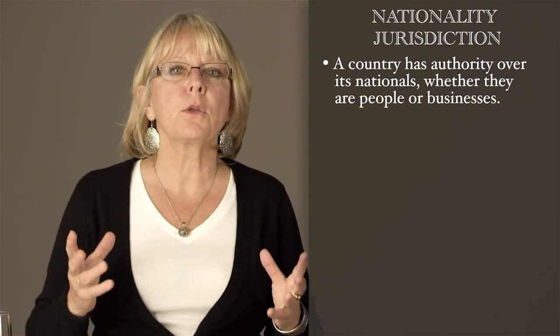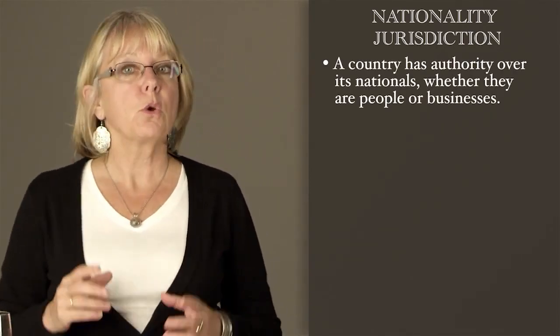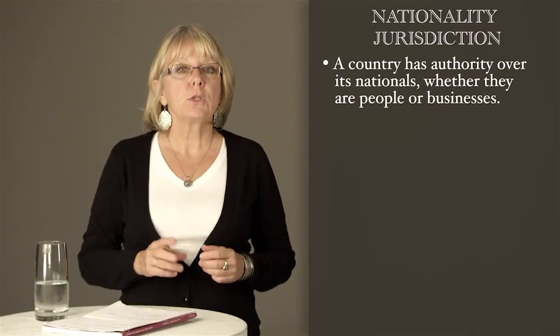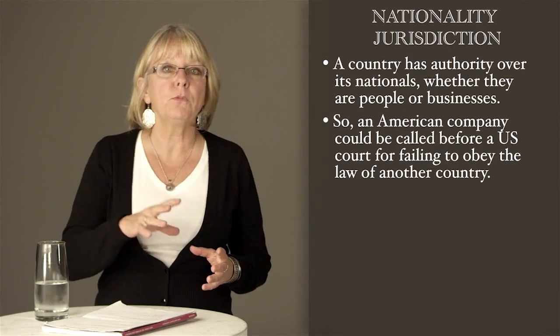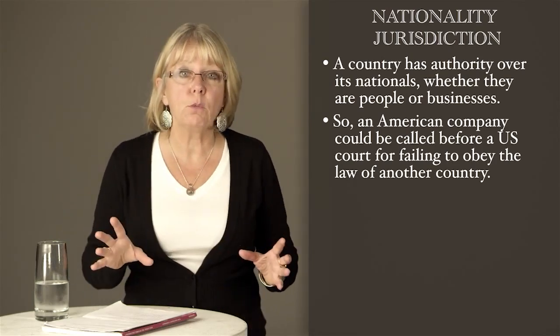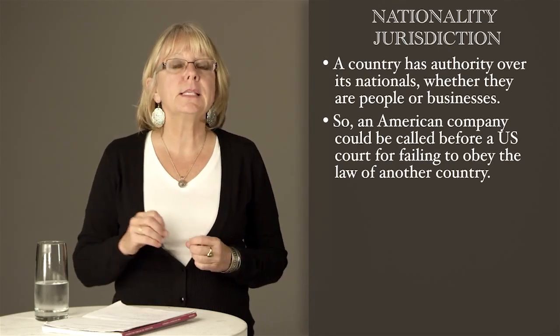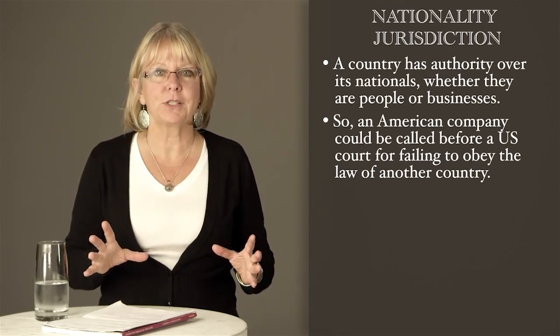Does any other country have jurisdiction or legal authority over the American company in a case like this? Well, in our example, let's say the company's home office is in the United States. Does the U.S. have jurisdiction over the company if it breaks the laws of a foreign country? The answer is yes. A country has authority over its nationals, whether they're people or businesses. So an American company could be called before a U.S. court for failing to obey the law of another country. This is called nationality jurisdiction.